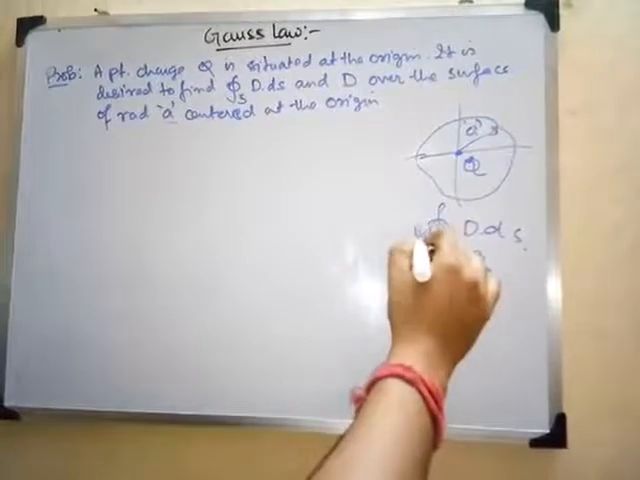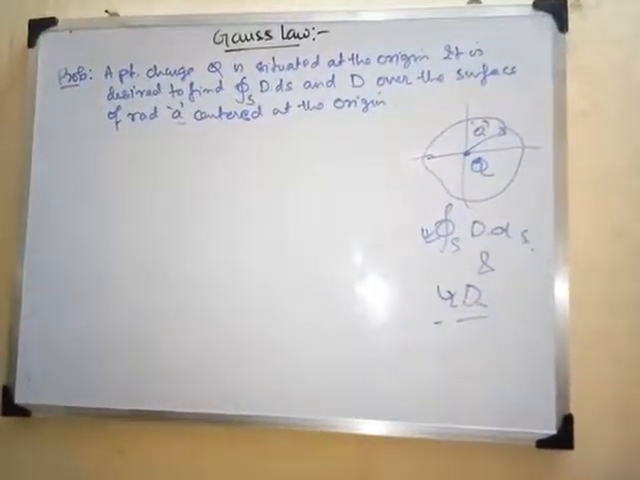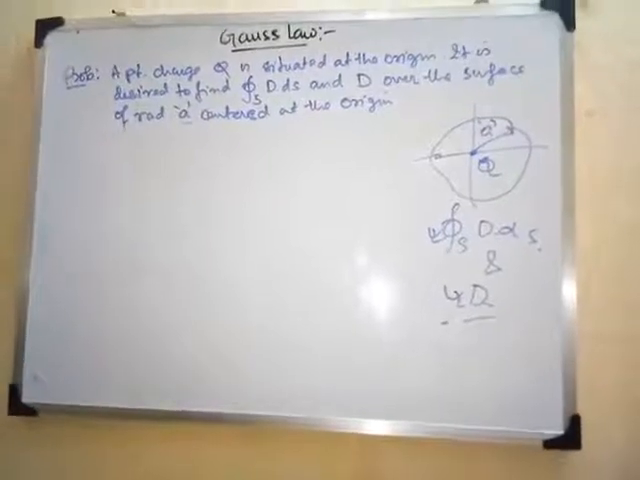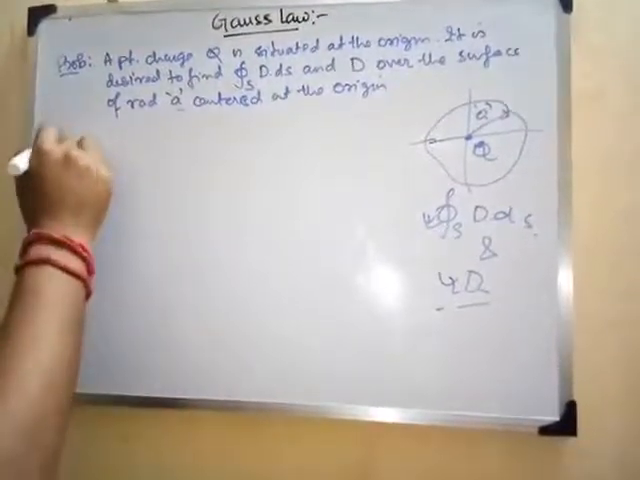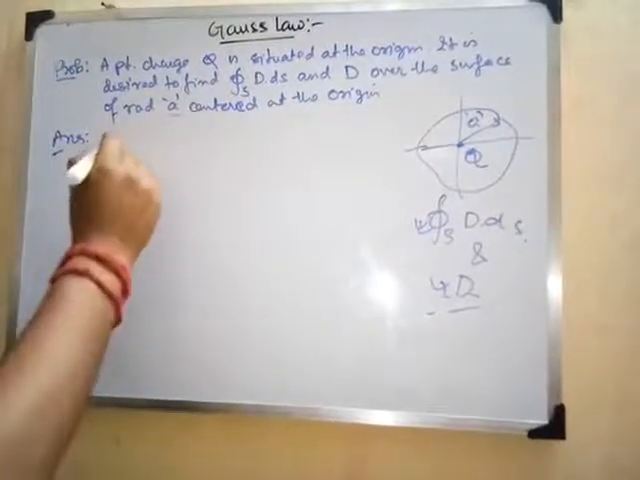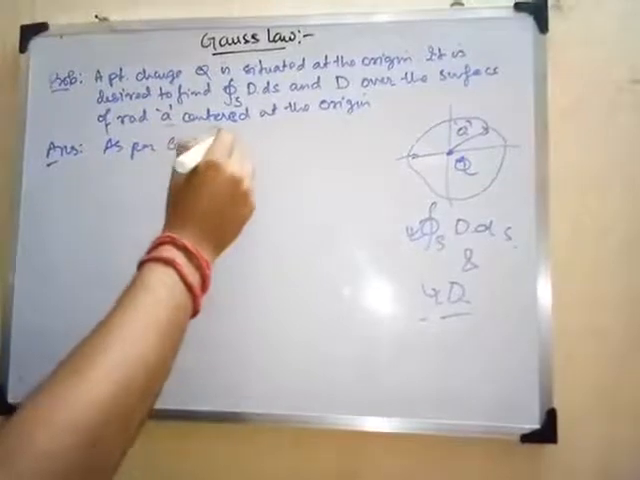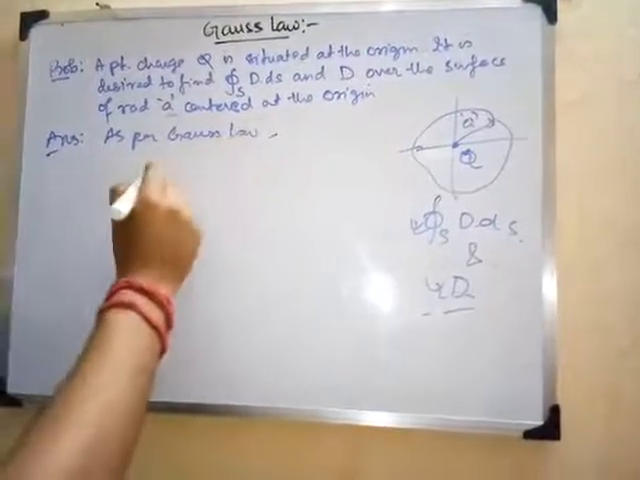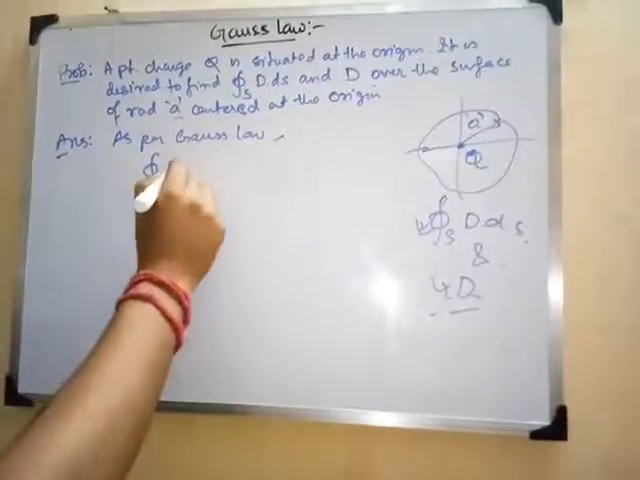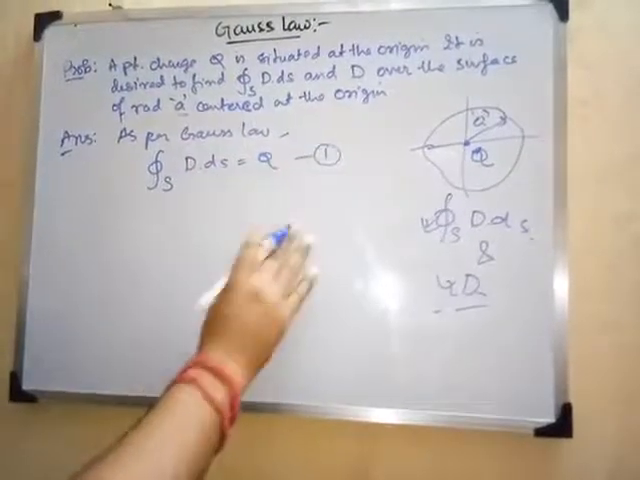So this is your term associated with Gauss's law, and this is your electric flux. Now, how do we solve this kind of problem? We can write the solution like this. As per Gauss's law, we know that the closed surface integral of D·dS is equal to Q. So this is your expression 1 from Gauss's law.